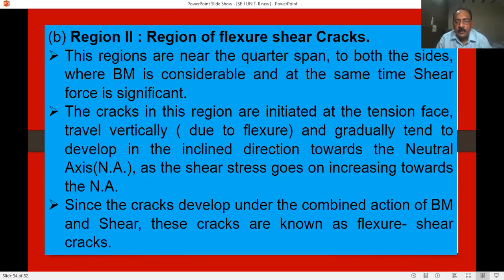See, the cracks in region 2 are initiated at the tension face particularly and gradually tend to develop in the inclined direction towards the neutral axis. Since the cracks developed under the combined action of bending and shear, these cracks are known as flexure shear cracks. In region 2, what are the cracks?